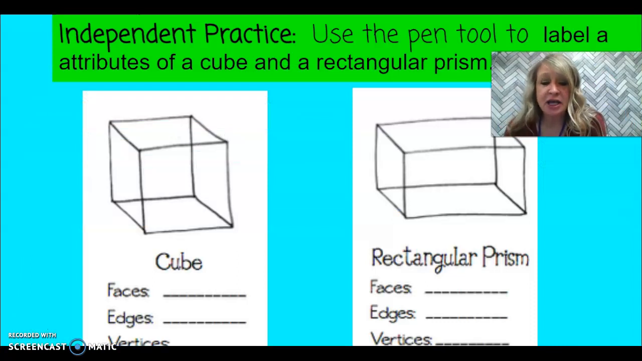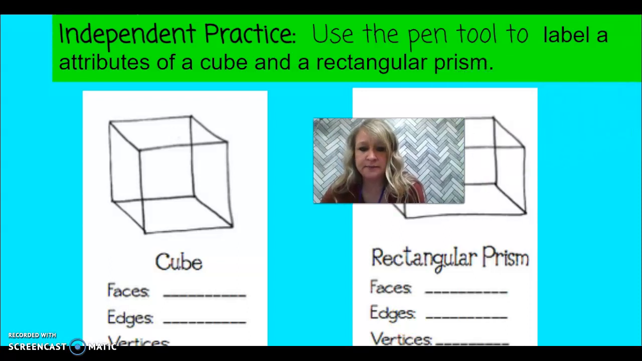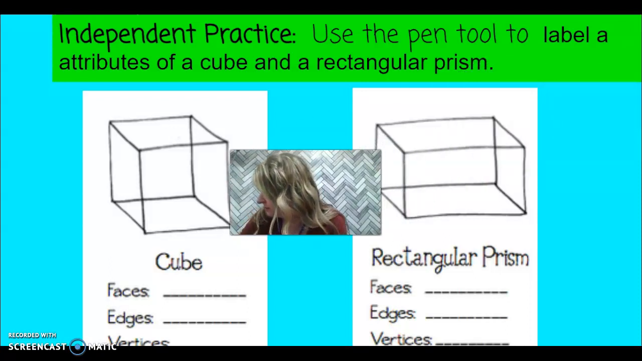For your assignment today, you are going to label the attributes of the cube and the rectangular prism. Let's look at the cube really quickly. Remember I told you to pretend like it was a dice because dice are cubes. How many numbers are on one die? 6. So there are 6 faces on a cube. Use the pen tool to write the number of faces on a cube. How many edges? The edges are the line segments where the faces meet. Count the line segments where the faces meet. The vertices are the corners where the edges meet.